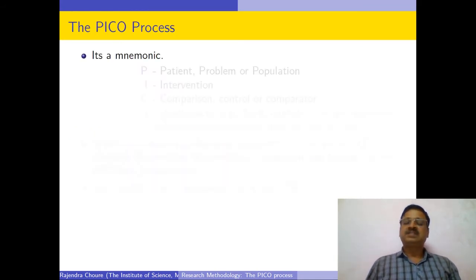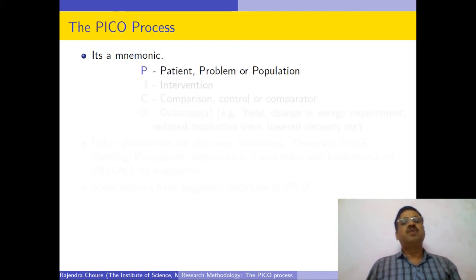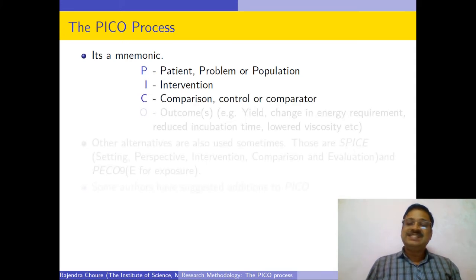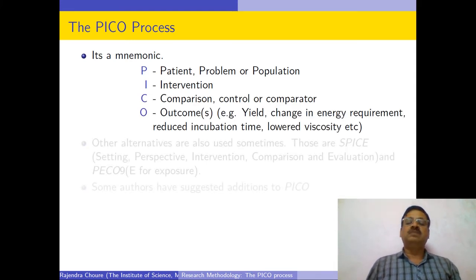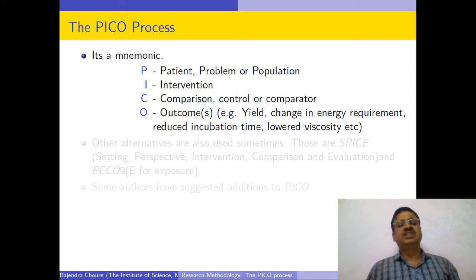The PICO process. PICO is a mnemonic. That is P for patient, problem or population. Then I for intervention. C for comparison, control or comparator. And O for outcomes. And those outcomes can be yield, change in energy requirement, reduced incubation time or lower viscosity.